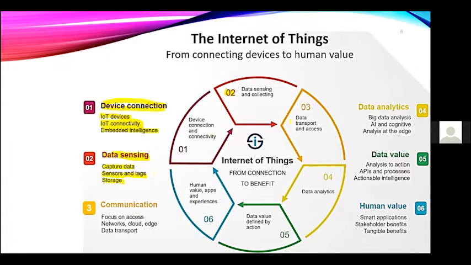If we come to the third level, it involves communication. Communication of data mainly involves data transport and its access. So basically it focuses on the access, networks, cloud, edge, and the data transport.